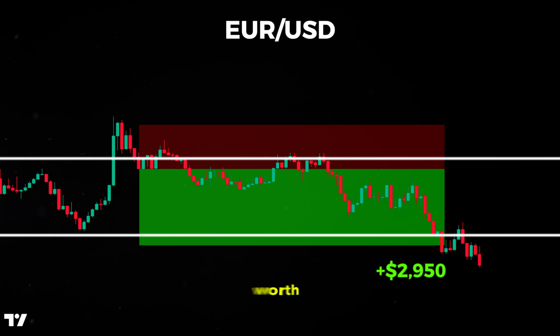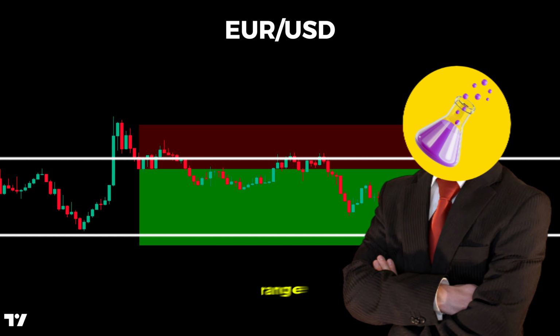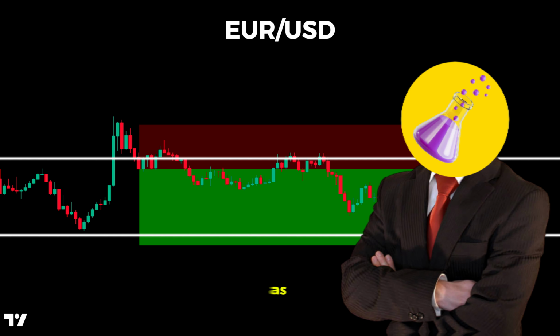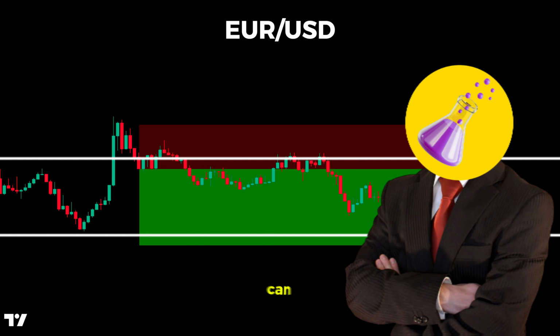This is something worth understanding. Just because one setup fails doesn't mean the next one will. The range levels are still valid for the whole day. As long as the price is giving you that sequence of events, break, re-entry, you can keep taking setups. And that's exactly what happens here.